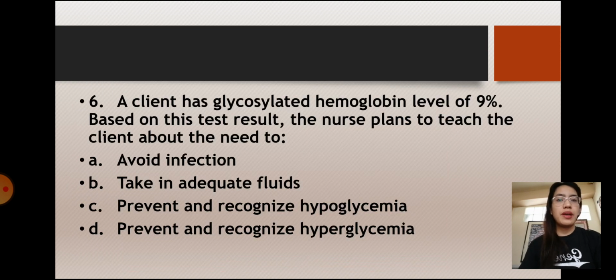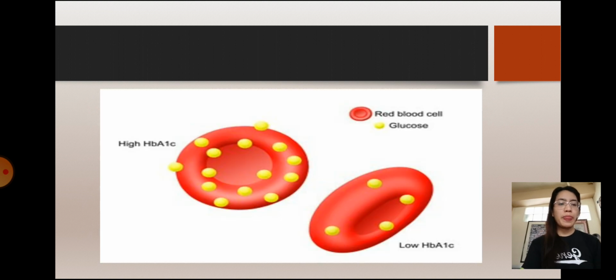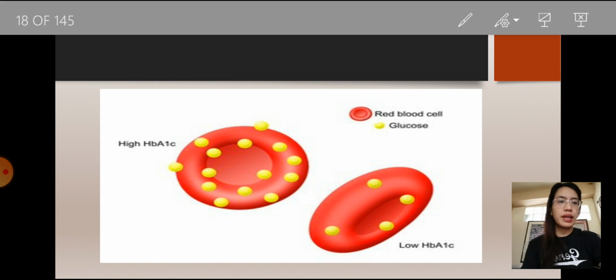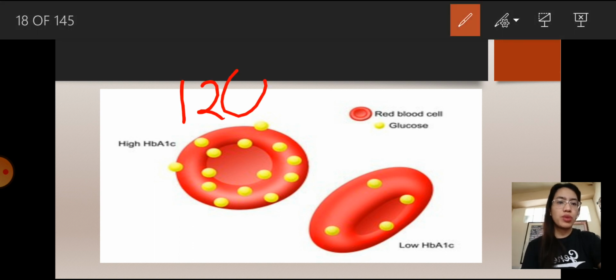Number 6, a client has a glycosylated hemoglobin level of 9%. Based on this test result, the nurse plans to teach the client about the need to, what needs to be done? Glycosylated hemoglobin. Hemoglobin is a protein component of your blood. That is why our RBC is red. So, what does that have to do with it? Does our RBC have a specific lifespan? Yes. They last 120 days, so roughly 3 to 4 months. So, when they die, of course you make new ones.